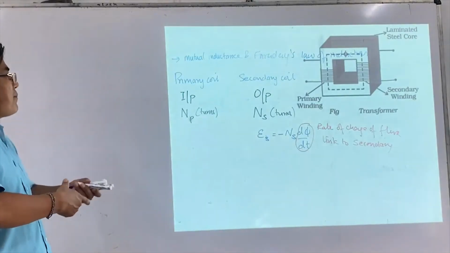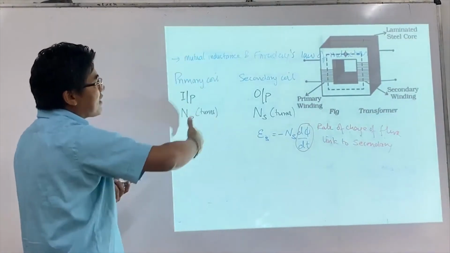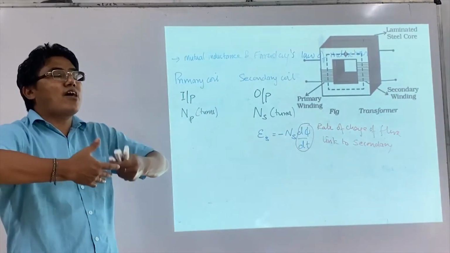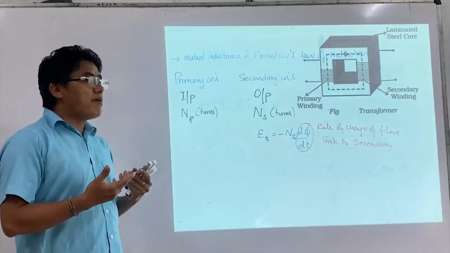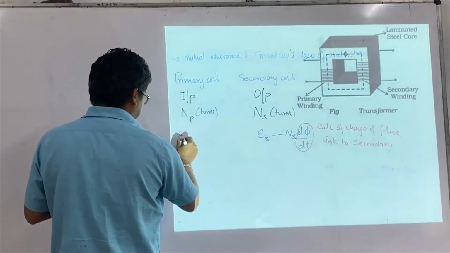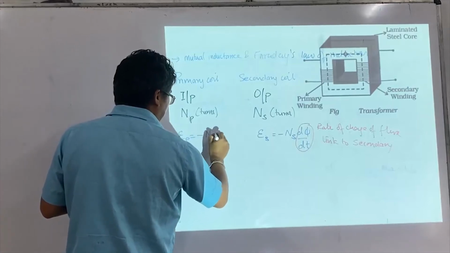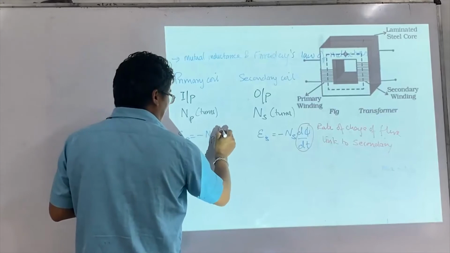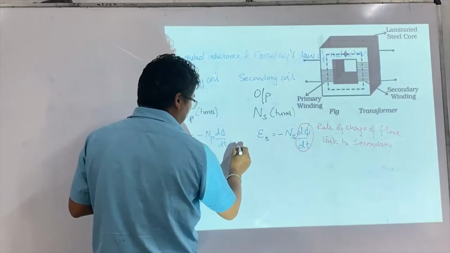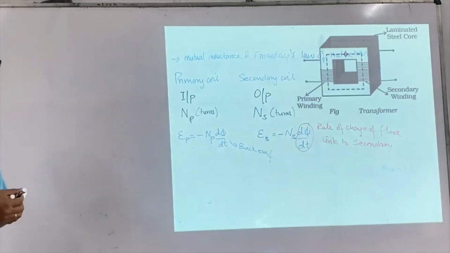Similarly, there is a rate of change of magnetic flux linked to the primary coil itself. This is what we call the back EMF, right? NP is the number of turns in the primary coil. This is what we have, and this is what we call the back EMF.